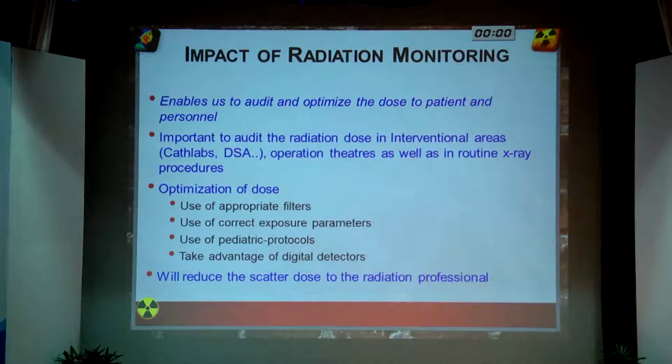So moving on to the impact of radiation monitoring, this helps us to audit and also optimize the dose. So we go one step further, not just keep it within limits, but also further reduce the doses. This can be done in all interventional places by using appropriate filters, correct exposure parameters, and also using pediatric protocols for children. In many places in the country we see CT scans where adult protocols are only used. So we can also take advantage of the digital detectors, which are more sensitive, so you can give less dose and get good quality images.